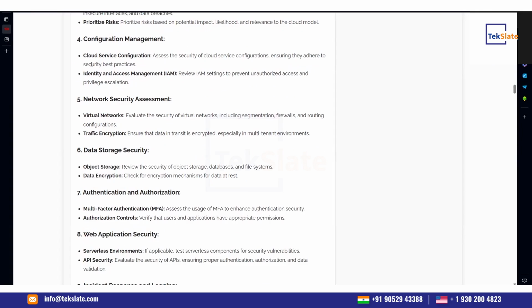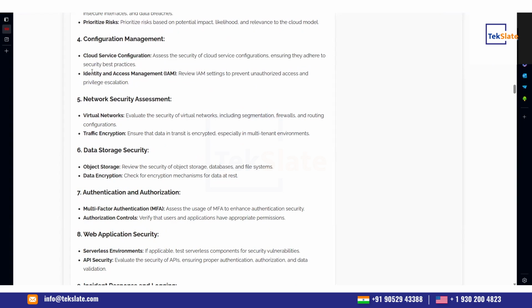The next part is configuration management. Cloud services require a lot of configuration, as they are set to be online and the client doesn't have direct access to them, so they should be configured online only. There should be identity and access management, like a proper authentication system and authorization system, so that an unauthorized person can't access your account.